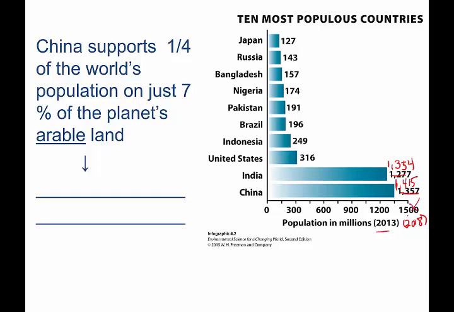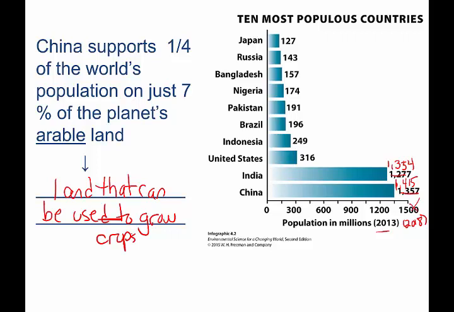So again, if we take a look at this graph, and then the y-axis, of course, is the countries, you can see that China is number one when it comes to the most populous country. India isn't that far behind. China supports about a quarter of the world's population on just 7% of the planet's arable land. Now, arable land is land that can be used to grow crops. So keep that in mind. About 25% of the world's population lives on just 7% of land that crops can be grown on.